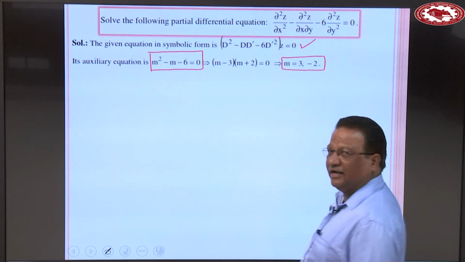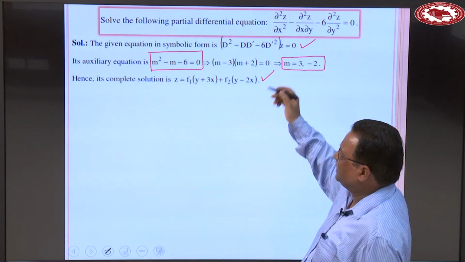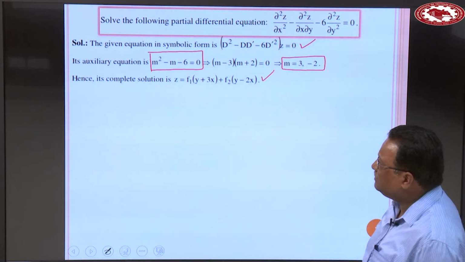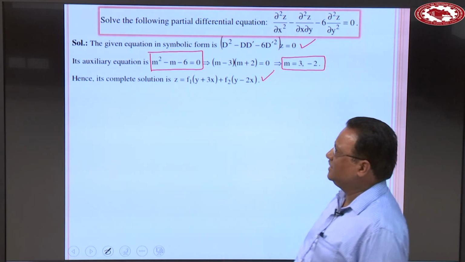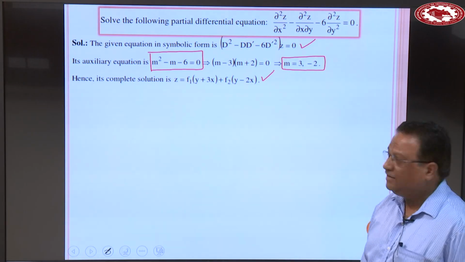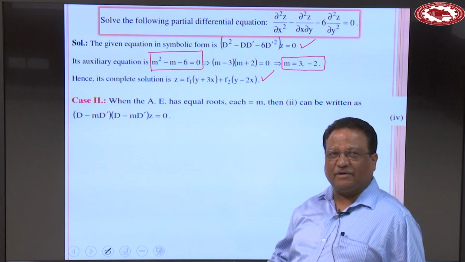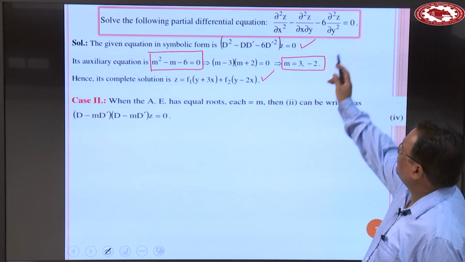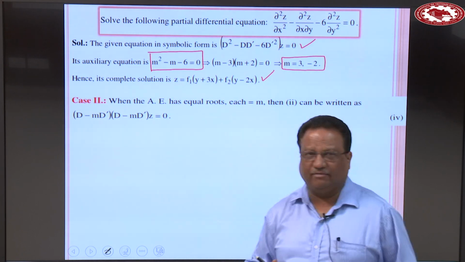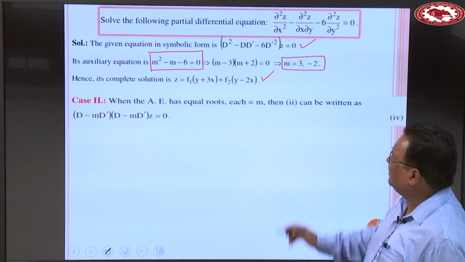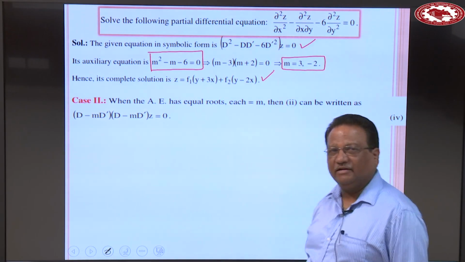Okay, so the roots are real and distinct. When we have real and distinct roots, the solution can be written this way: z = f1(y + 3x) + f2(y - 2x). That one is the solution for this partial differential equation. So if a problem of this type comes, and the right side is 0, then whatever the complementary function is, that one is the complete solution of the given partial differential equation, right?